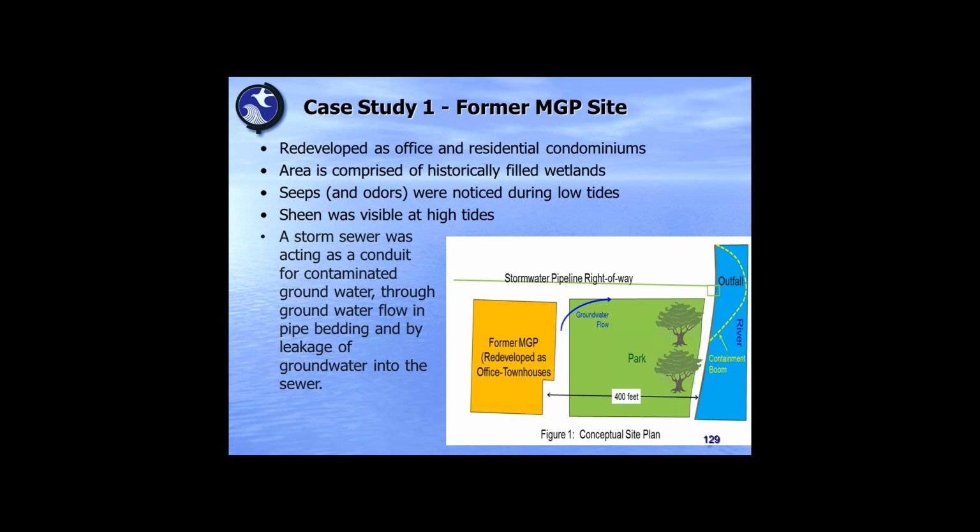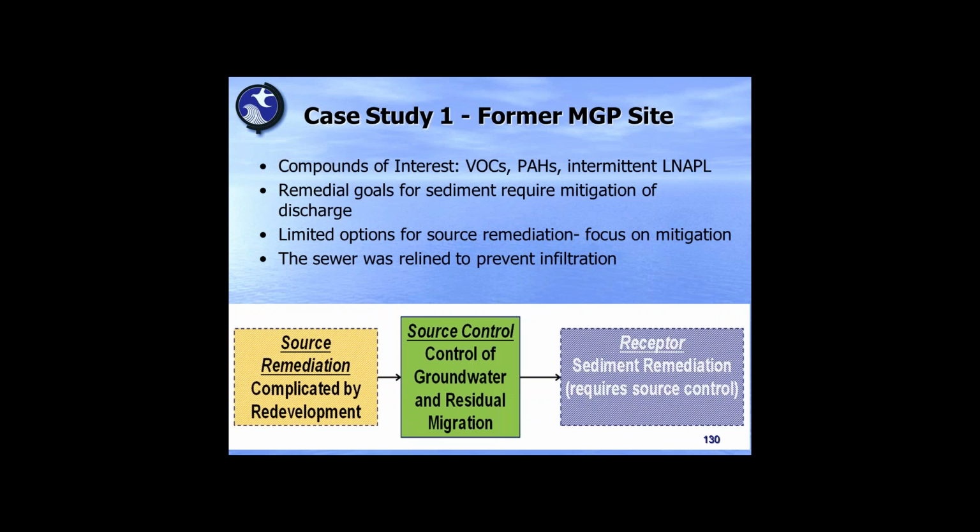It's not atypical, particularly in New Jersey. So the compounds of interest were typical of an MGP site. We're looking at volatile organic compounds, benzene, toluene, xylenes. Also looking at naphthalene and PAHs. There was also intermittent discharge of LNAPL, generally tied to storm events when the water table would rise, lift that material into the more permeable material around the storm sewer, and then it would transport down to the surface water body. So that was another issue that we had to account for in developing the remedial strategy here.